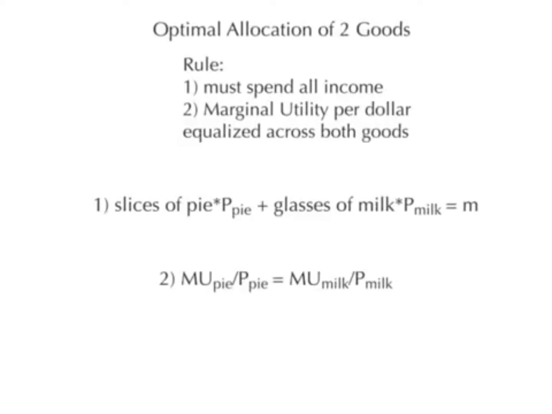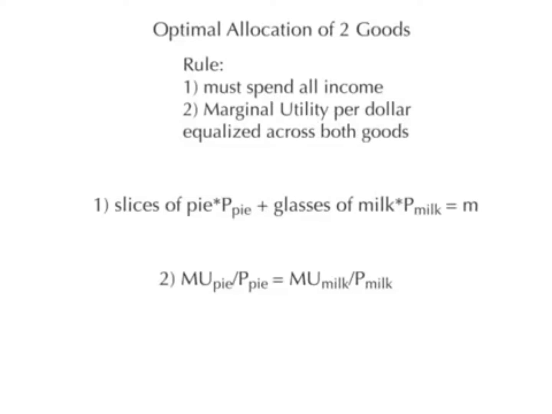Remember, we're going to keep our framework within just 2 goods. It gets very complicated if you try to add more than 2 goods. So under our optimal allocation rule, we must satisfy 2 conditions. Those 2 conditions are, we must spend all of our income, and the second condition is that the marginal utility per dollar needs to be equalized across both goods. And I'll talk about that more in a moment.